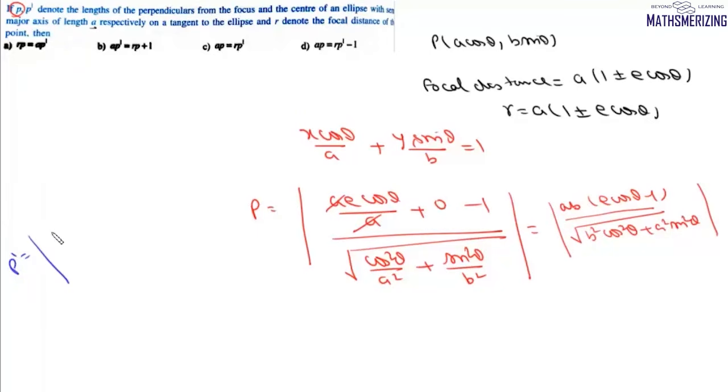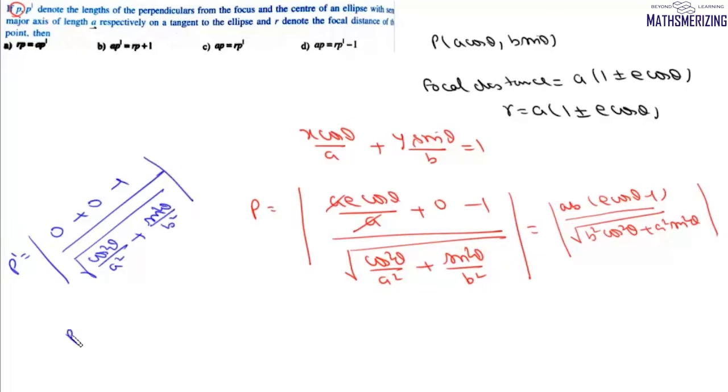We'll get this perpendicular distance from the origin as (0 plus 0 minus 1) upon under root of (cos square theta upon a square plus sin square theta upon b square). So we can write p dash as ab upon under root of (b square cos square theta plus a square sin square theta).